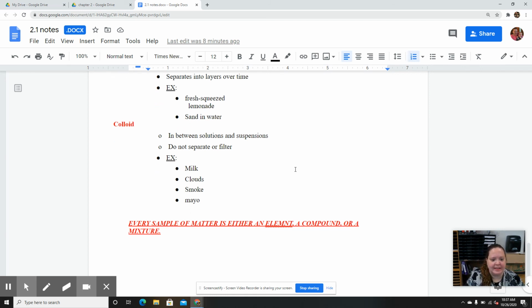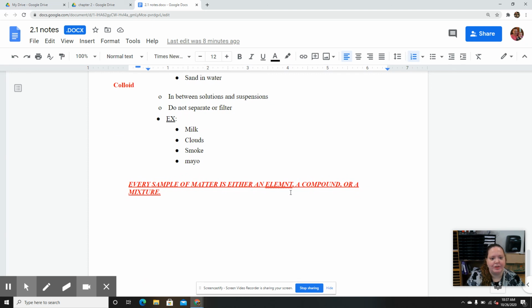And the last thing that I've got here is that every sample of matter is either an element, and I spelled that wrong, so we'll fix that, an element, a compound, or a mixture. So we can classify anything as an element, a compound, or a mixture. And that takes care of 2.1. Now enjoy some practice as we classify our mixtures. Good luck.